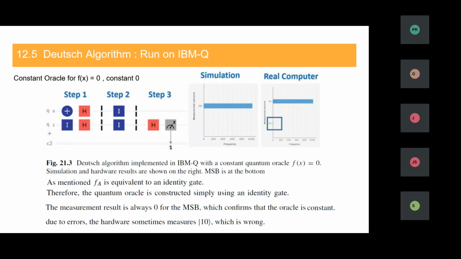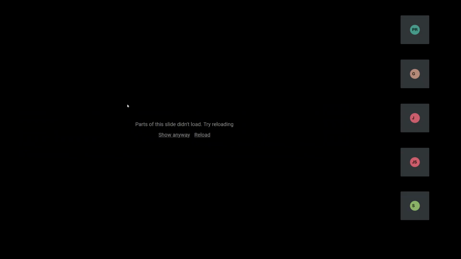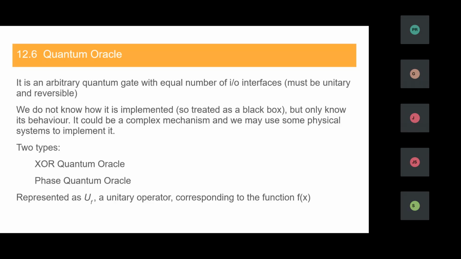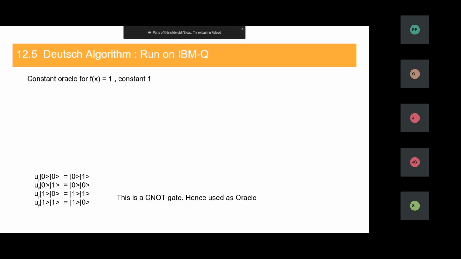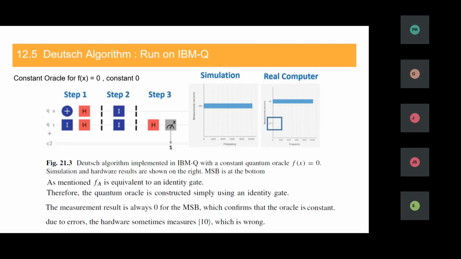So let us look at both of these. This is for the case of a constant equal to 0. The moment you talk about a constant equal to 0, we know that from an implementation point of view, the oracle is equal to identity. If the oracle is mapped as a constant 1, this can be implemented using a C0 gate. I do not know why part of this did not load.